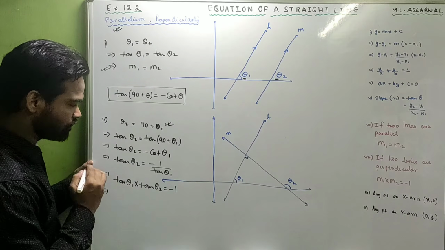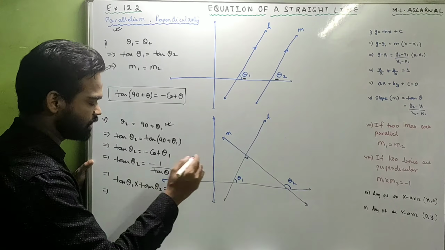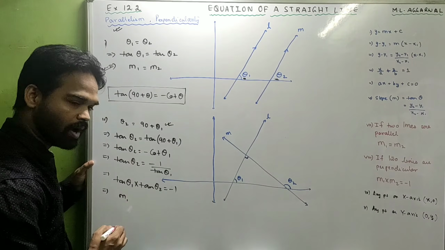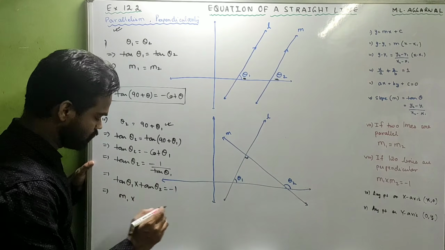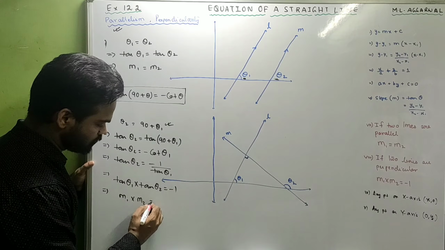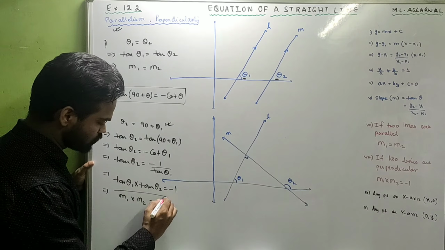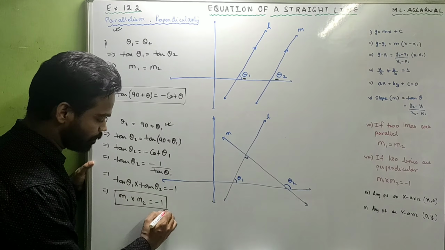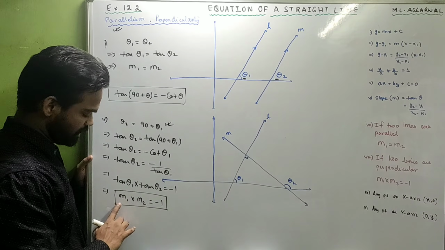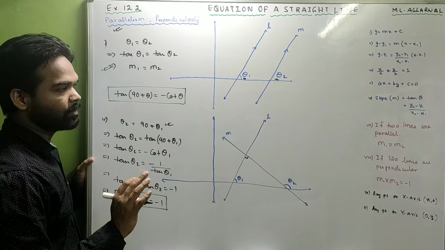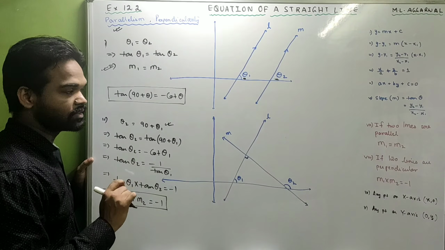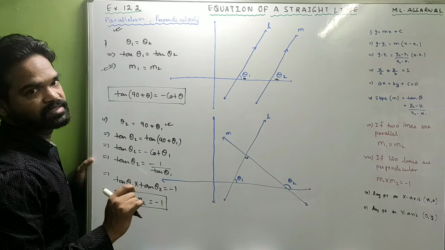Now tan theta 1 is the slope of the line L, which is suppose m1, and the slope of the second line is tan theta 2, which is suppose m2. So m1 times m2 is minus 1. So when two lines are perpendicular to each other, the product of the slopes is equal to minus 1. Am I clear? Now let us look at the sums from the exercise.